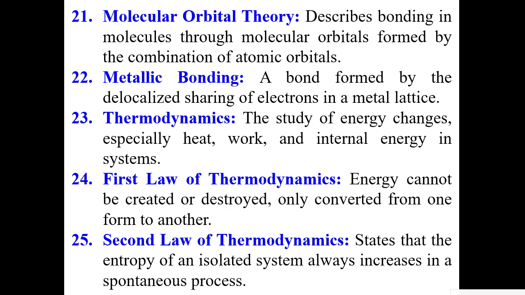So if it is a big lattice, it is a crystal, like that. The bond formed by the delocalized sharing of electrons in a metal lattice is called a metallic bond.